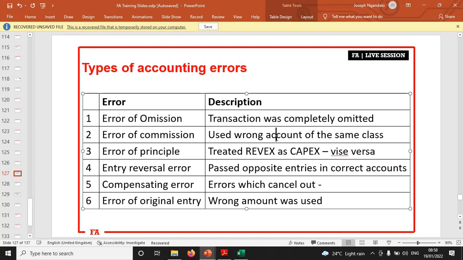You remember yesterday we touched on that. When you buy land, when you buy motor vehicles, when you buy computers, you are incurring what is known as capital expenditure. But now, if you buy a motor vehicle and you say this is an expense, let's put it in the profit or loss, you're committing an error of principle.